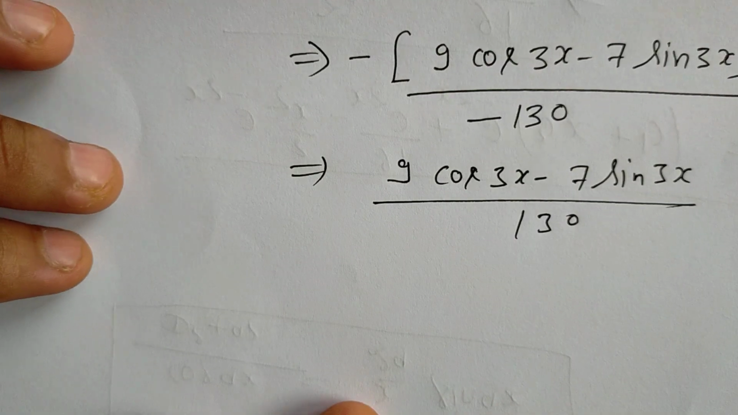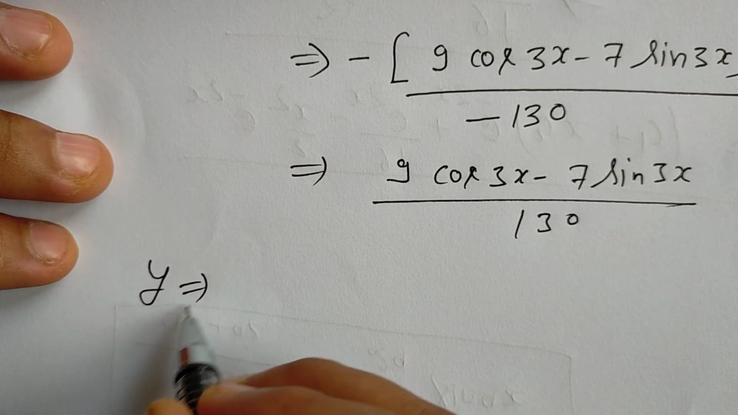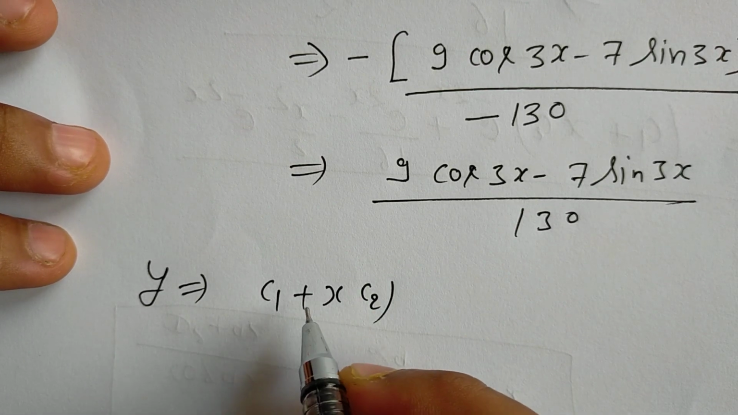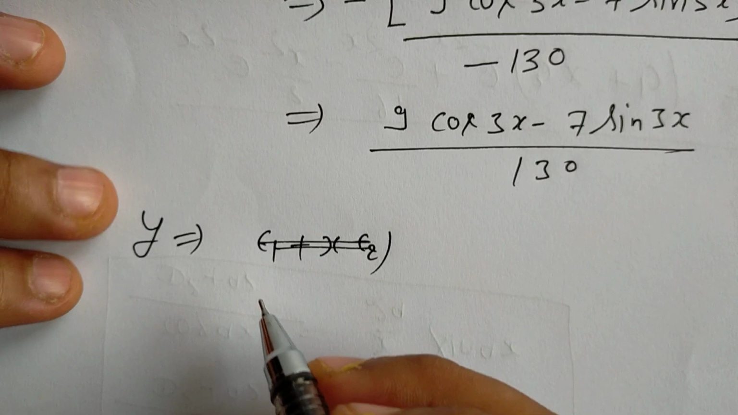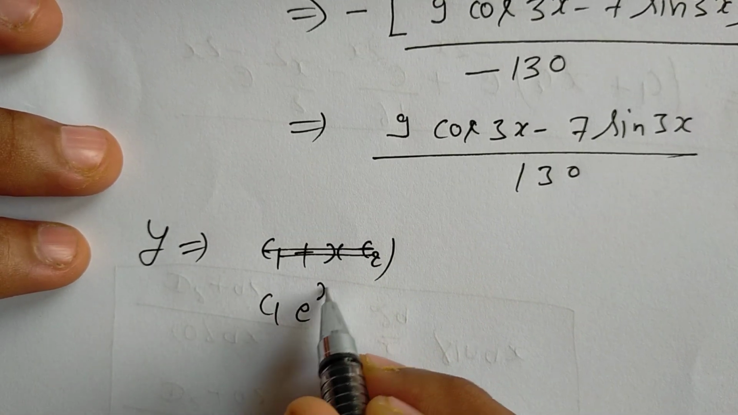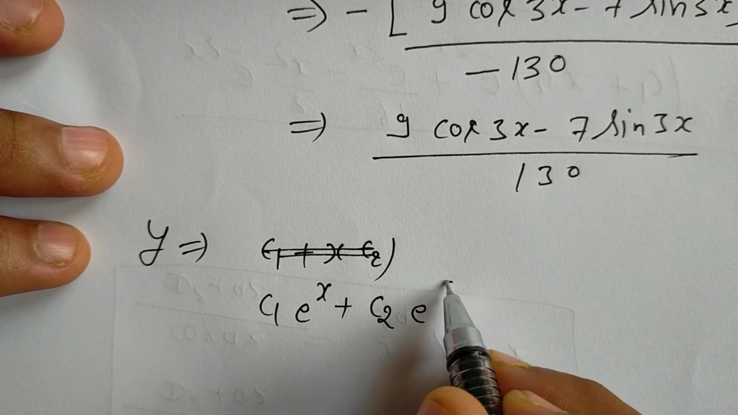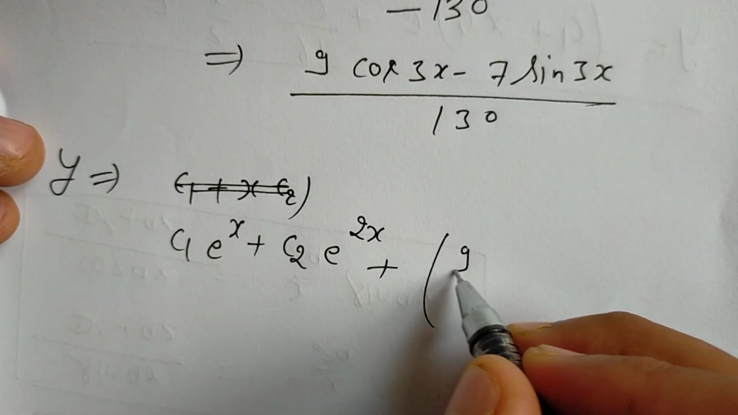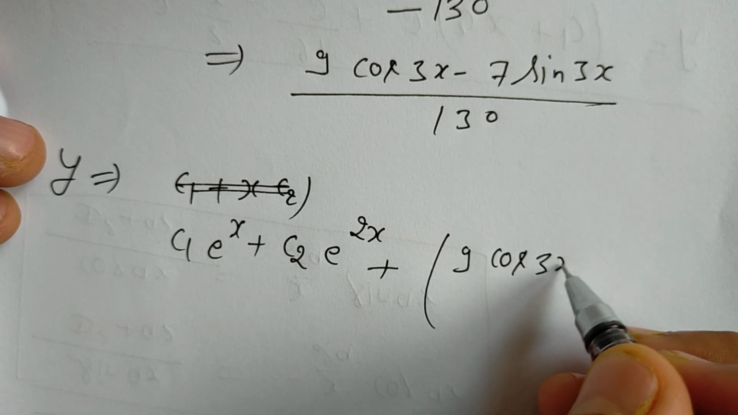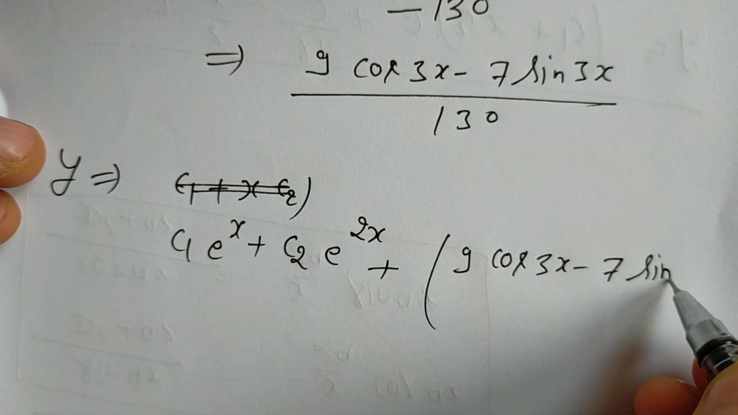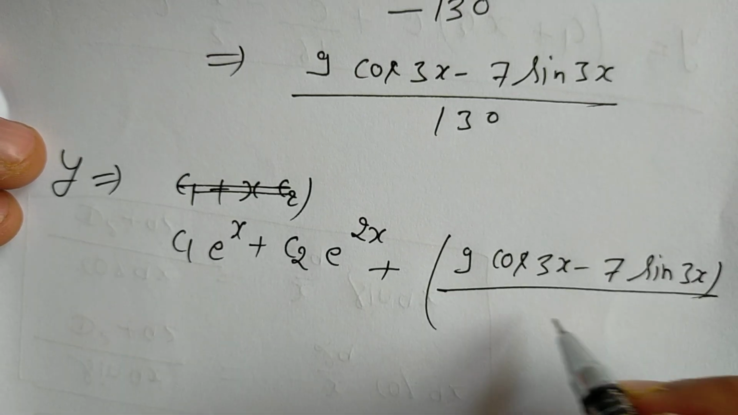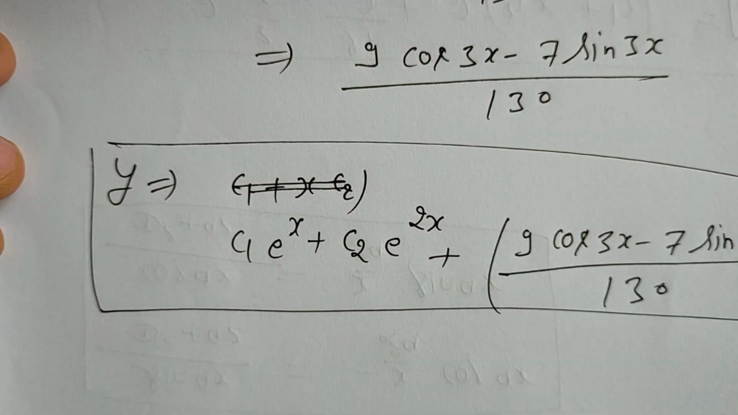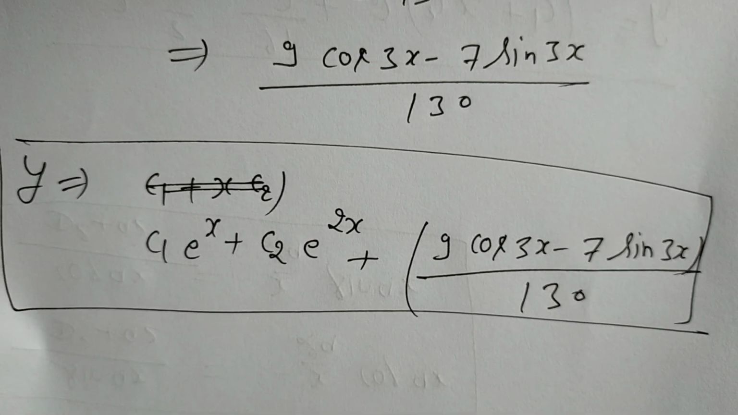So we can write the answer y equal to the complementary function, c1 e power x plus c2 e power 2x, plus the particular integral, which is 9 cos 3x minus 7 sin 3x divided by 130. So this is the answer of the given problem.